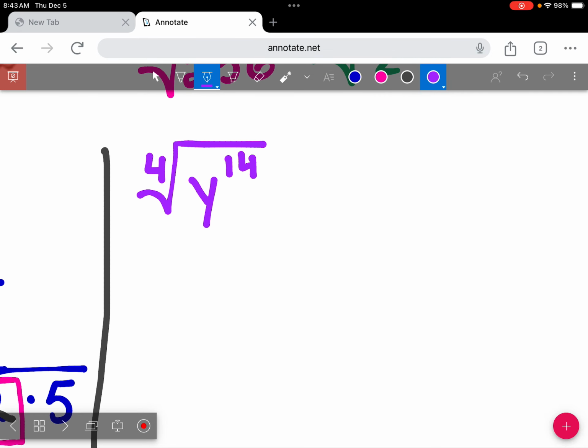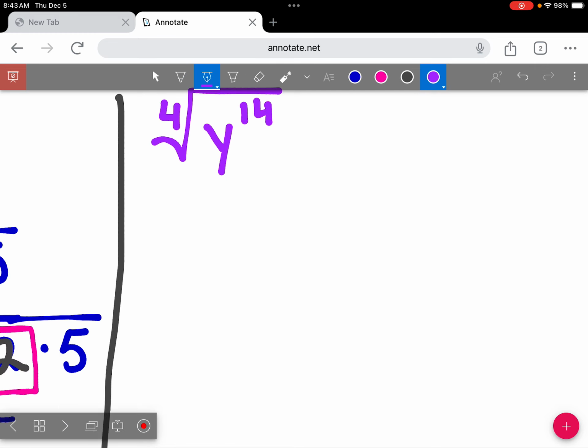We're looking for groups of 4. So how many groups of 4 can we make? We can make 3 whole groups. I'm going to write an in-between step. You do not have to write this step, but for some of us it's going to help.